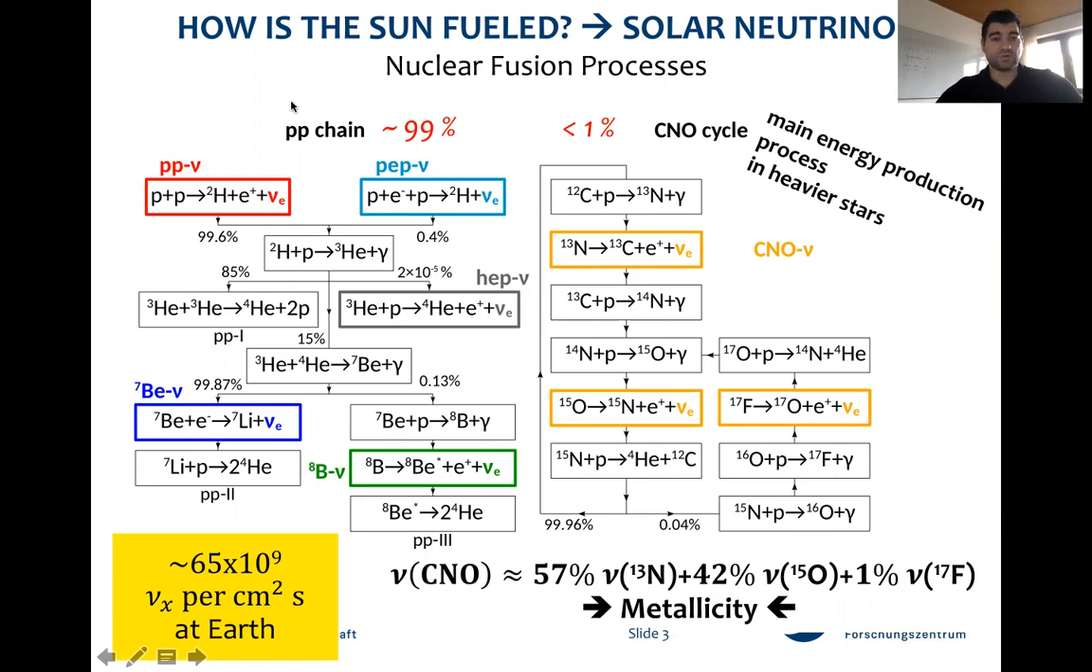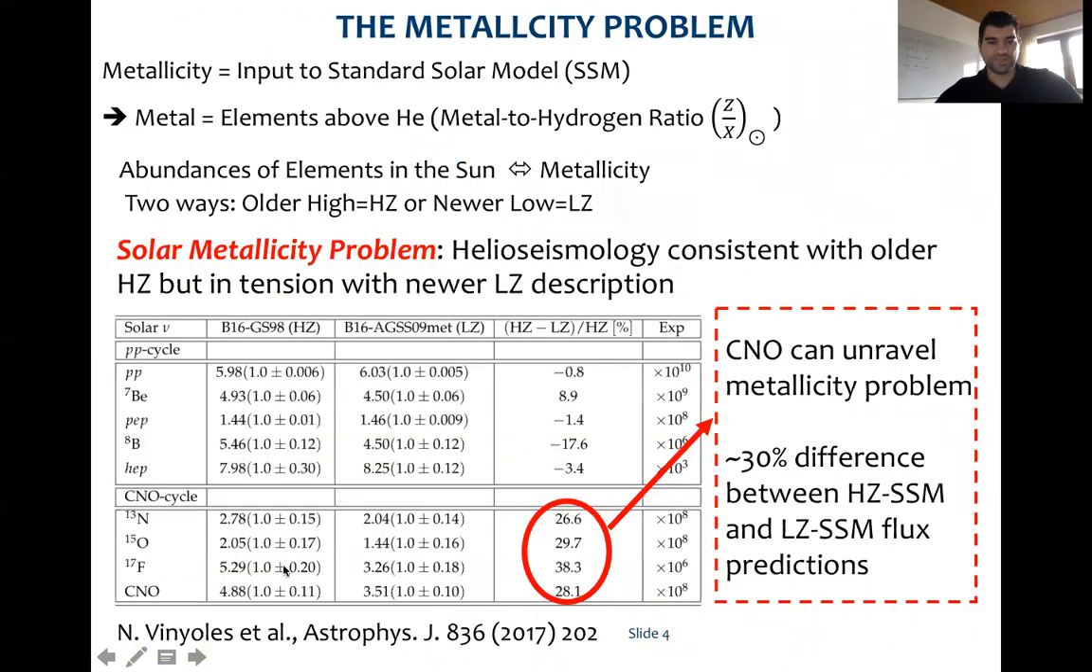So in the sun we have the so-called proton-proton fusion chain with a branching of 99% and the carbon-nitrogen-oxygen cycle with a branching of less than 1%. The CNO cycle is the main energy production process in heavier stars compared to the sun. And especially in sub-processes, we get the emission of neutrinos. For example, in the case of the CNO cycle, we have nitrogen-13, oxygen-15, and fluorine-17 decays, which lead to the so-called CNO neutrinos. And on Earth, we have a solar neutrino flux of about 65 billion neutrinos per centimeter squared per second.